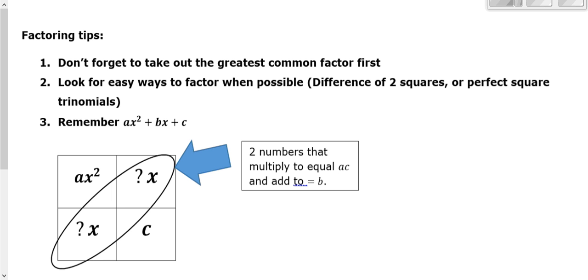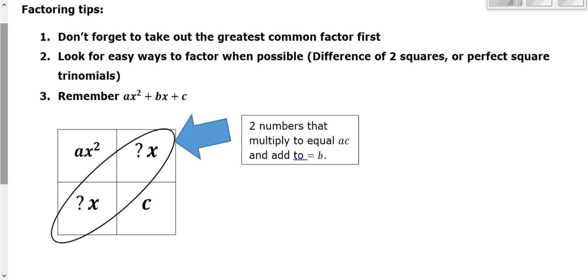And remember our standard form to factor it using our area models, that we place our ax squared in our first left top box. Our c is placed in our bottom right-hand box. And then these two middle boxes make up my x value. And these two numbers are two numbers that multiply to equal the same as a times c, and add to equal my middle term, b.